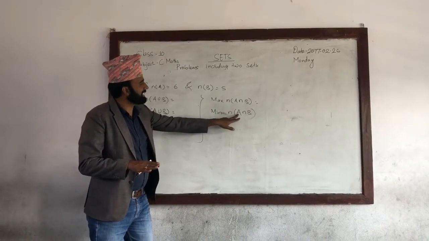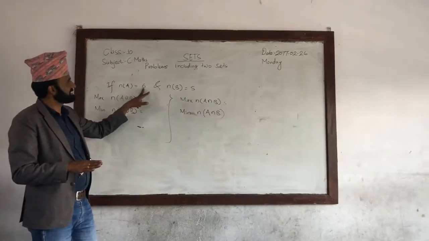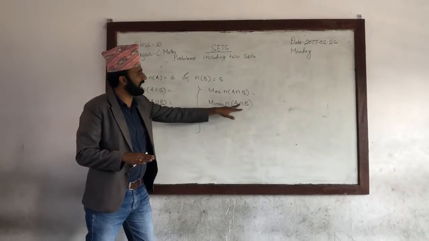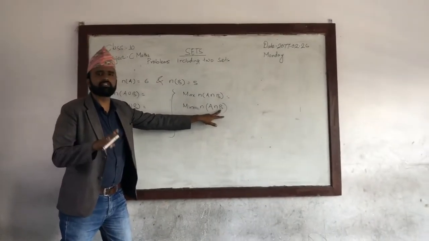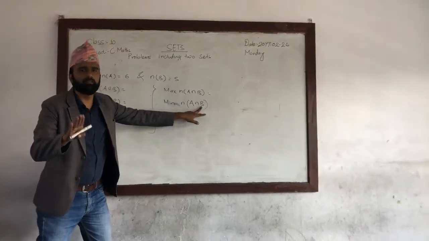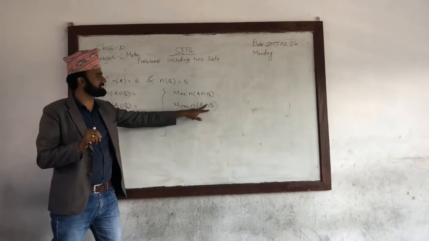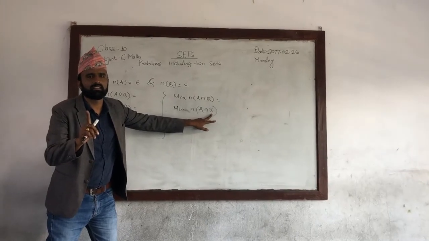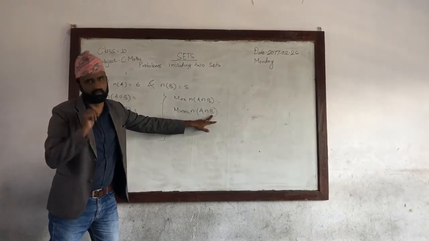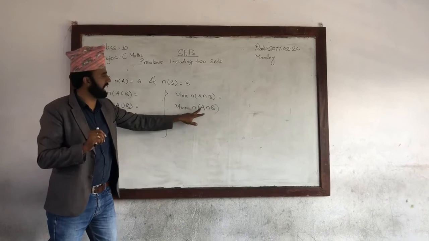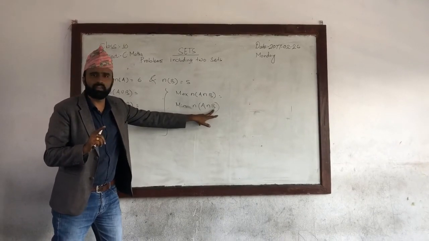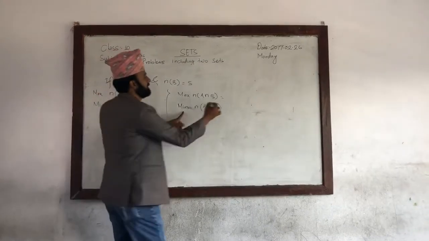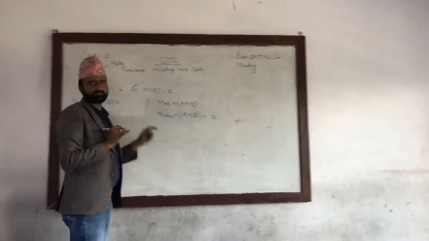Set A contains 6 elements, set B contains 5 elements. If set A and set B have no common elements, if they are disjoint, it means n of A intersection B will be 0. This is the minimum value of A intersection B.